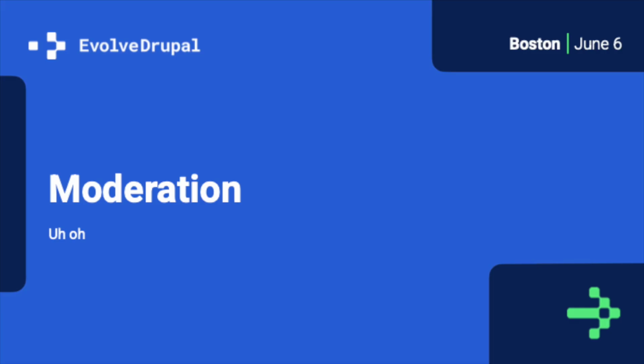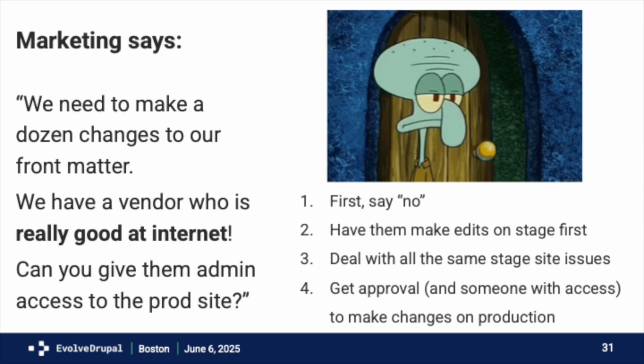And bear with me, harsh transition into moderation within Workspaces. So I've also seen this a dozen times, where you have some third-party vendor who wants to make a bunch of changes to your site. Maybe it's an SEO team or a blogger or content, something like that. They say, we need to make a dozen changes to our site. We have this vendor, they're really good at the internet, and can you give them access to production?